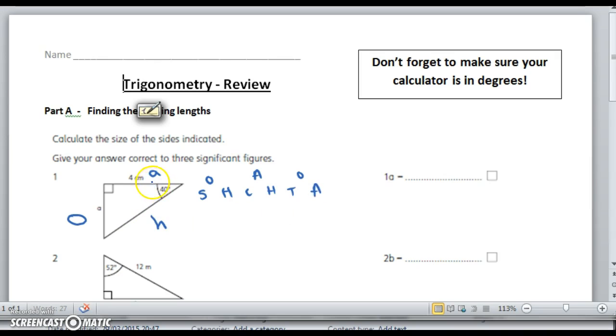In this case, we want to find the opposite. We do not need to find the hypotenuse, and we haven't got the hypotenuse, so it's not going to be either of those, so we must be using TOA. We want to find the opposite, so we cover up the opposite. So on your calculators you need to type in tan of 40, and I would close the bracket and multiply that by 4.